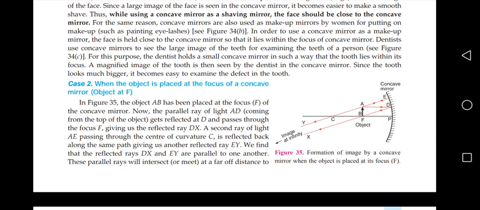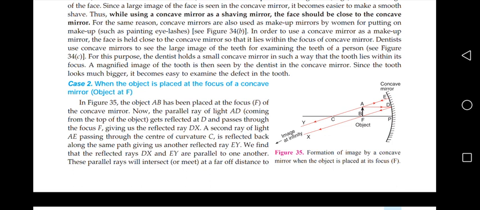So you just take an object, I will name the object as AB, and you need at least 2 rays to form the image. Here in this case, I am taking one ray which is parallel to the principal axis. The ray is AD, and after reflection it is passing through the principal focus as per our rules. And one more ray is there, that is AE, which is incident at the mirror and it is directed towards the center of curvature. So after reflection it is going to pass through the center of curvature only.